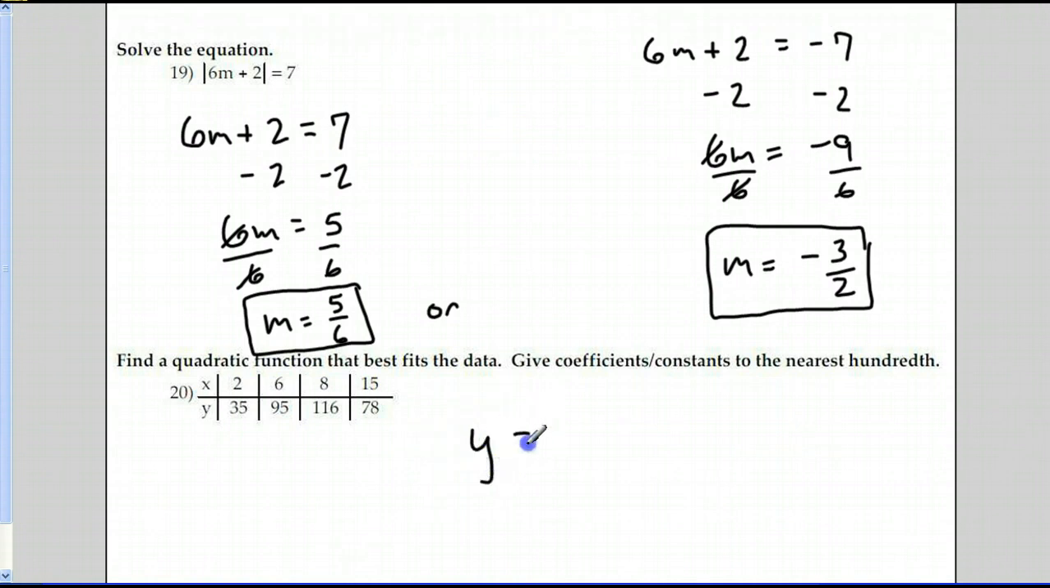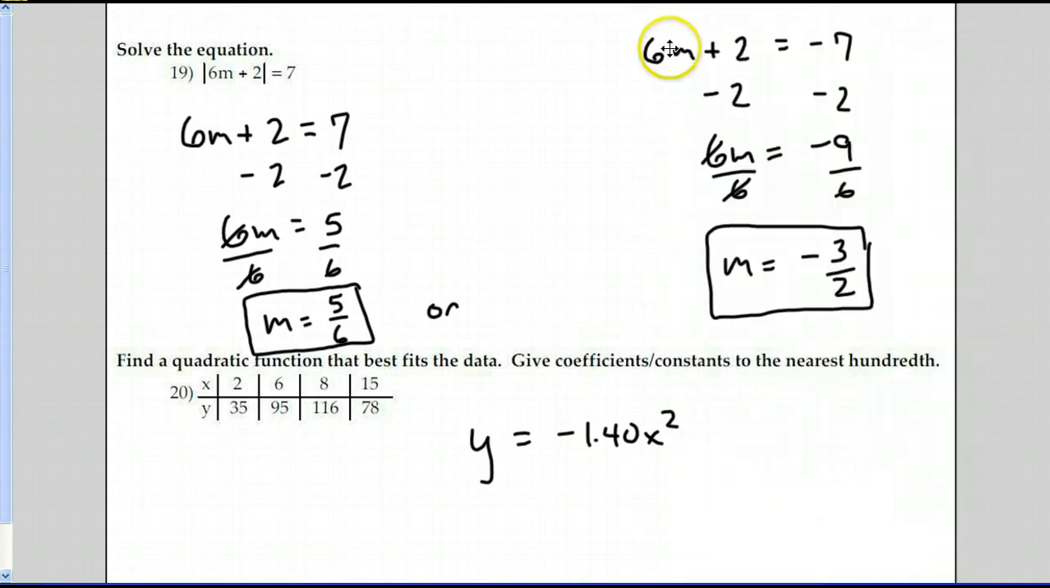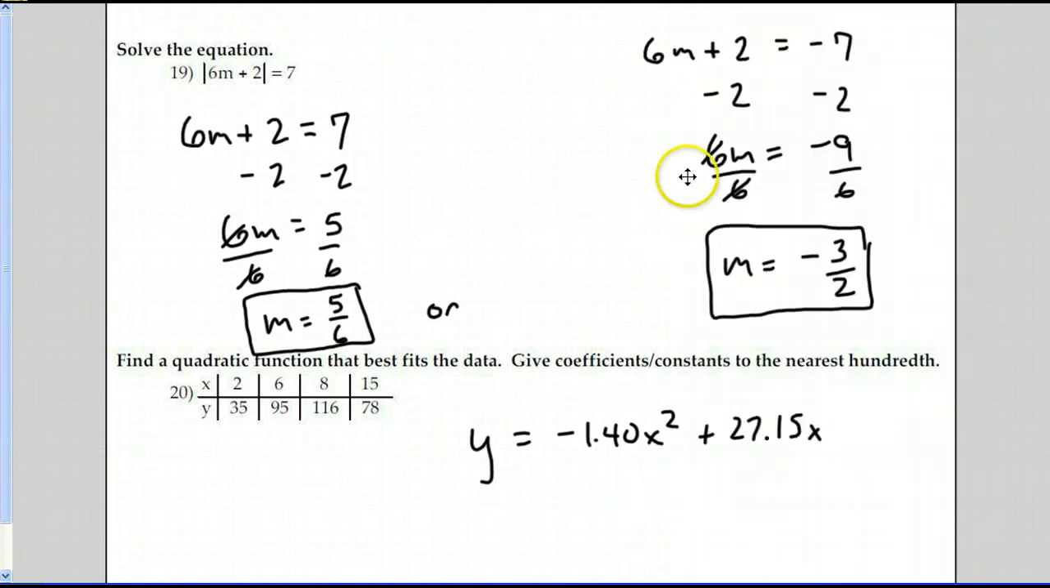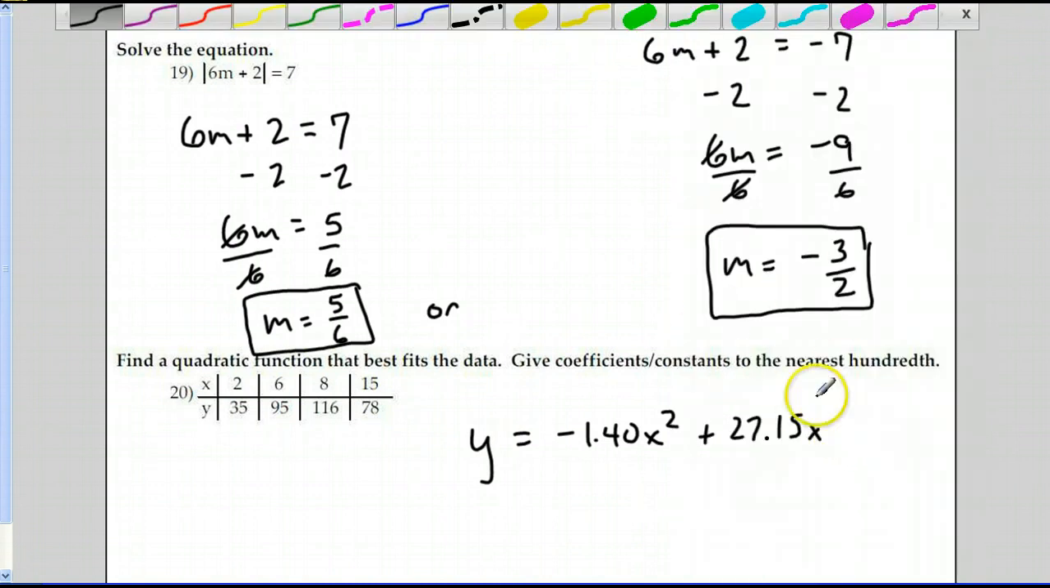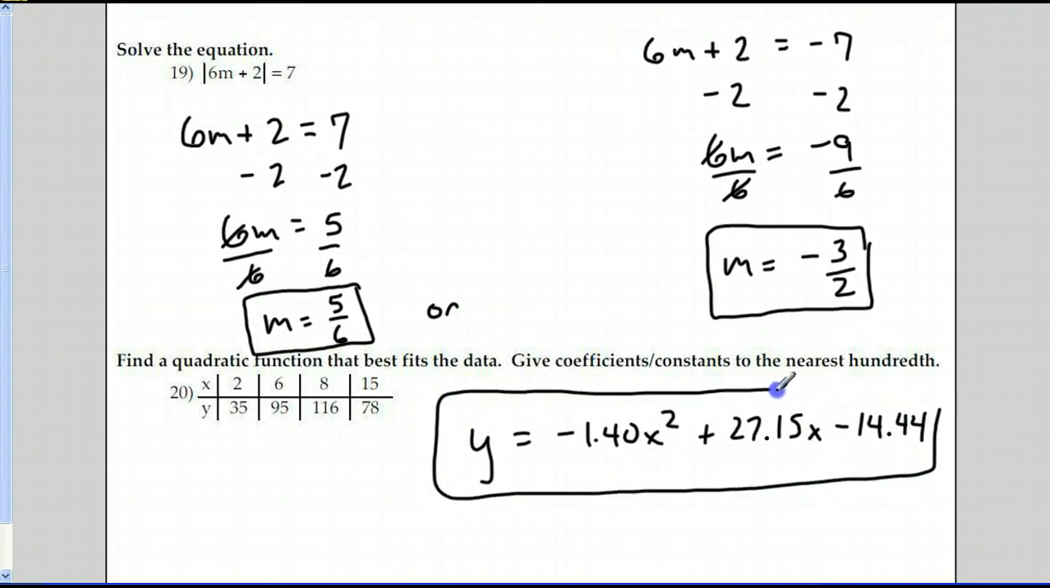So y equals -1.40 x squared plus 27.15 x, alright, and then minus 14.44 as our constant. Alright, so that's number 20. The last 20 will be on the next video.